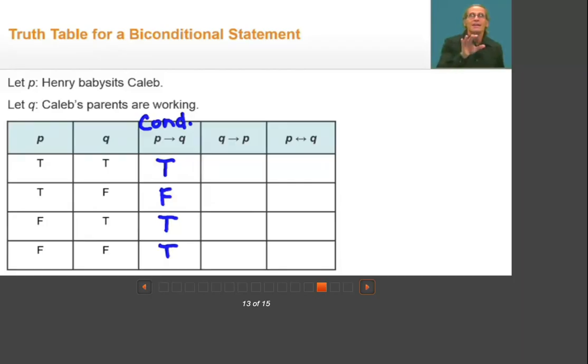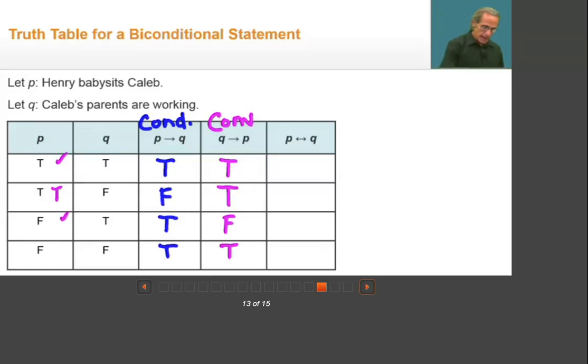Let's fill out the truth table for the converse. If Q, then P. So now we have if true, then true. That would be true. If false, then true, as long as the conclusion is true, we're going to have a true conditional statement. True followed by false would be false, and two falses, well, that would be true.